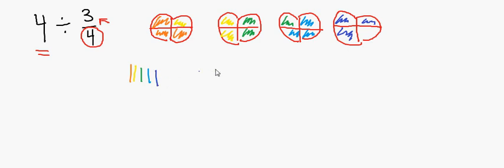Now you see that I've got this last piece here, so we'll deal with that after. So far I know that I pulled out 3/4 1, 2, 3, 4, 5 times. So I've got 5 wholes, but I'm left with this one piece.